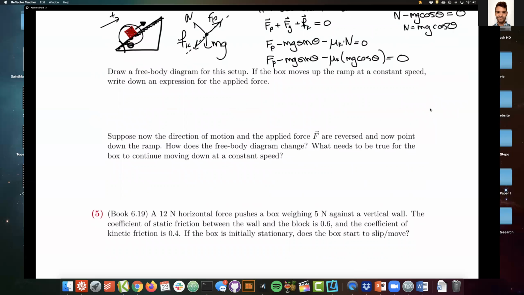Suppose now the direction of motion and the applied force are reversed and now point down the ramp. How does the free body diagram change? What needs to be true for the box to continue moving down at a constant speed?